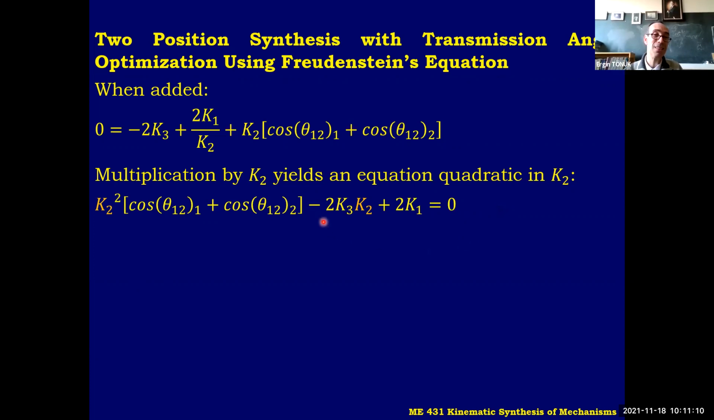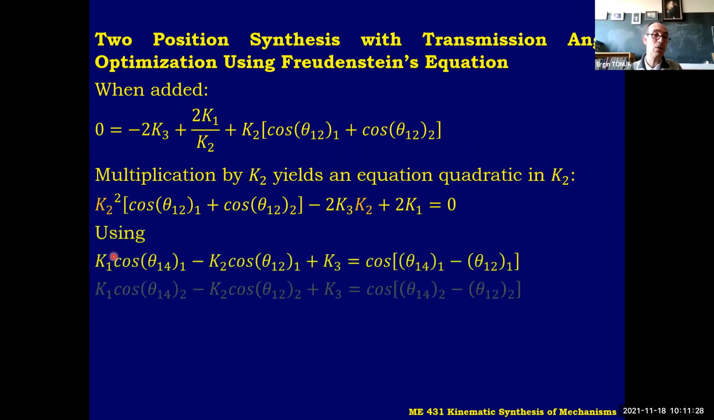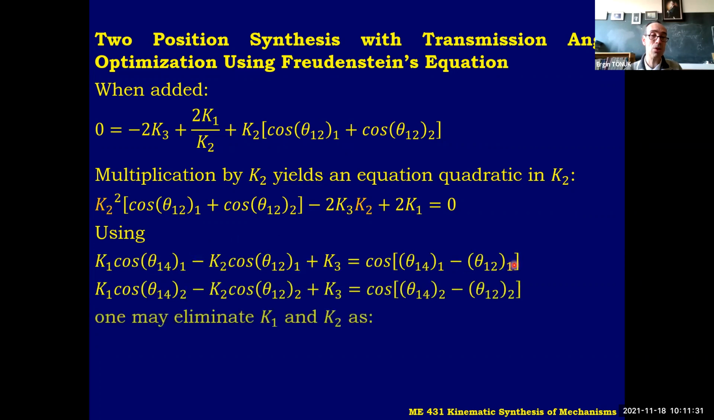However, the trouble is K3 and K1 are unknowns as well, okay? They're not fixed coefficients. We are trying to look for K1, K2, and K3 using three equations. So we have the other two equations. This is the Freudenstein's equation in position 1. This is the Freudenstein's equation in position 2. So we may eliminate any two unknowns and write it in terms of the third unknown, because these two equations are linear.